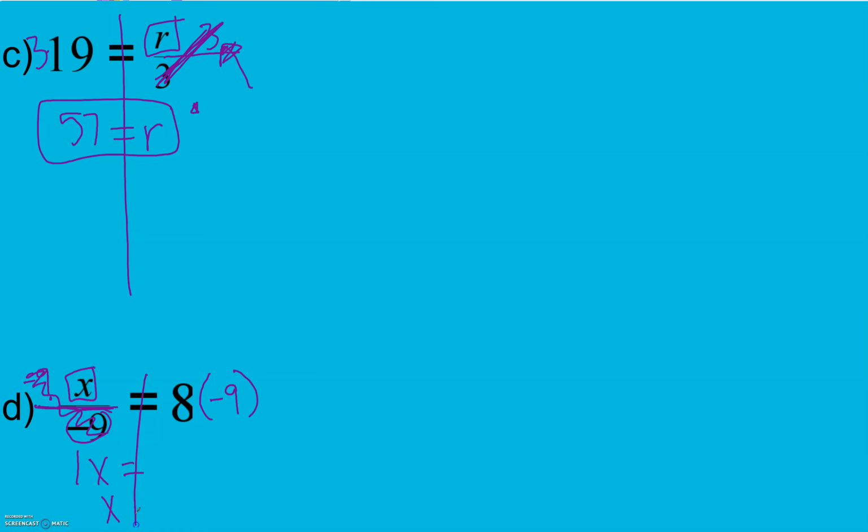And anything times 1 is just itself. On the right side, I get negative 72. And again, if we plug that back in, it does check.